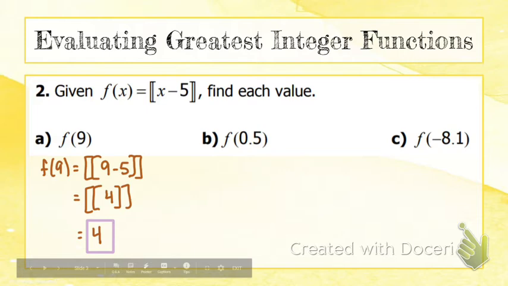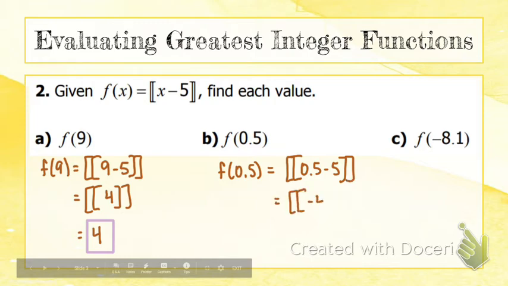So now for f of 0.5, that's going to equal the greatest integer less than or equal to 0.5 minus 5. So that simplifies to negative 4.5. And remember that when you round decimals, like when we're rounding down in decimals, we're rounding to the more negative side. So this is going to give us a negative 5 as our answer.